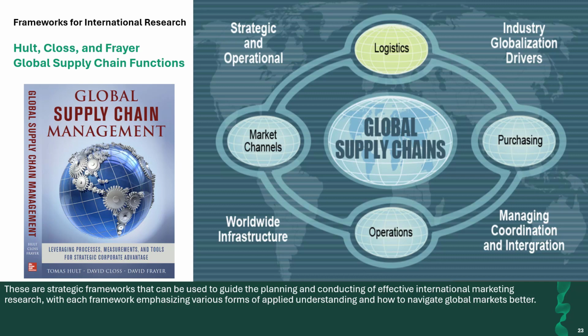And we think that by understanding and applying these four global supply chain functions along with all the other different things that relate to value chains in the book, businesses can enhance their international marketing strategies, improve operational efficiency again, and hopefully achieve better alignment between supply chain management and marketing efforts.